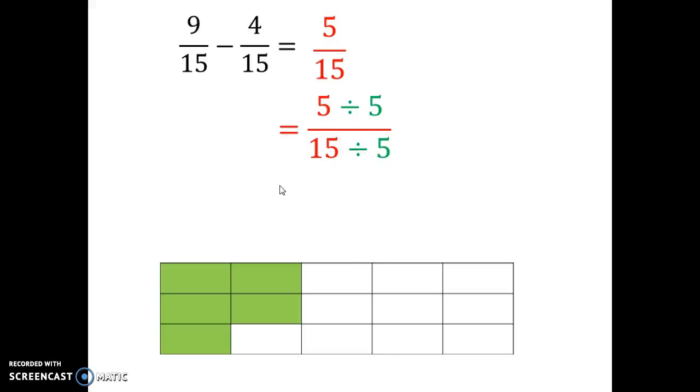That needs to be simplified by dividing the top and bottom by the same number. In this case, the biggest number that goes into 5 and 15 is 5. So when you do that division, you get 1/3.